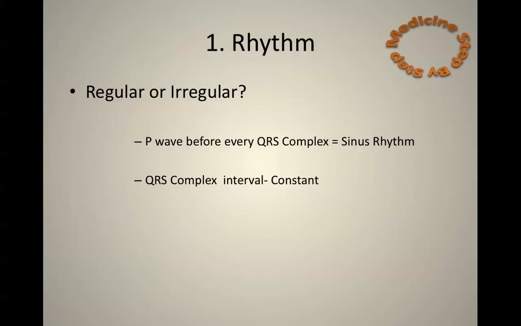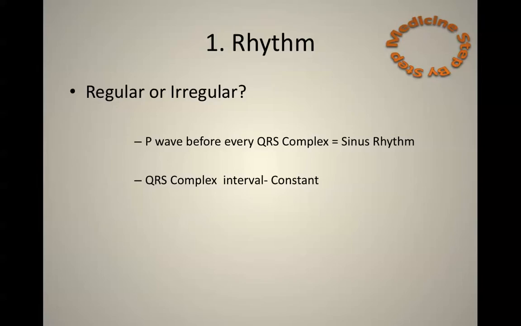So, first thing to check is the rhythm of the ECG to see if the heart rhythm is sinus, regular or irregular. A P wave before every QRS complex makes it a sinus rhythm. For it to be regular, the intervals between the QRS complexes should be constant. For this, I usually check the interval between R waves.